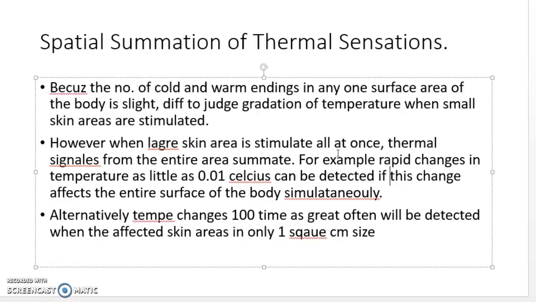Because the number of cold and warm endings in any one surface area of the body is slight, it is difficult to judge gradations of temperature when the small skin is stimulated. However, when the large skin is stimulated all at once, the thermal signals from the entire area will summate. For instance, rapid changes in temperature as little as 0.01 will be detected if it affects the entire surface of the body simultaneously. Big emphasis on simultaneously. However, if the temperature change is 100 times as great, often it will not be detected if the skin area is only 1 square centimeter.